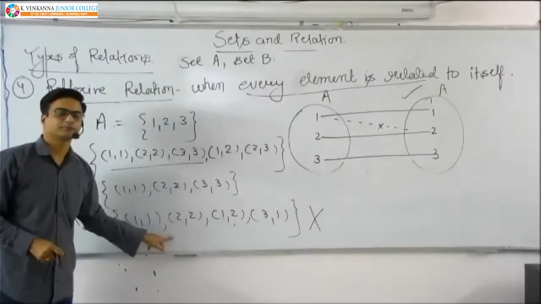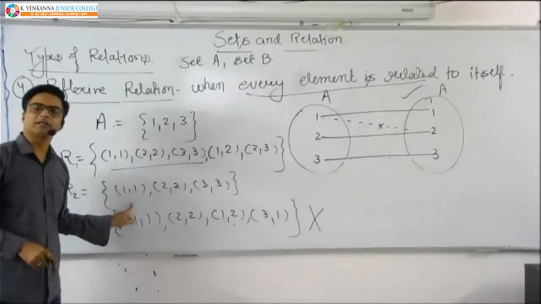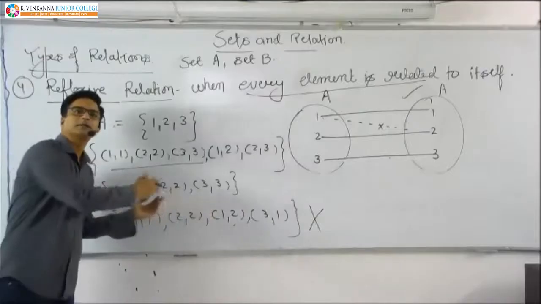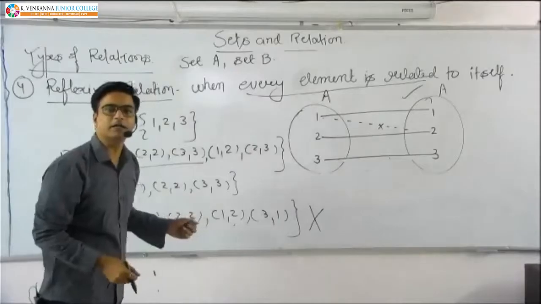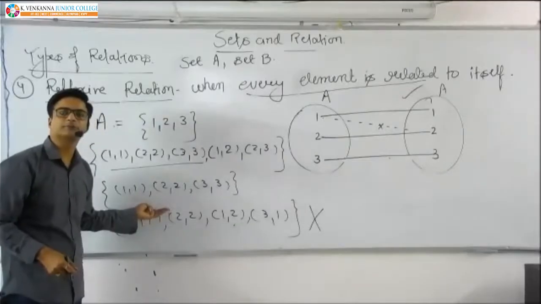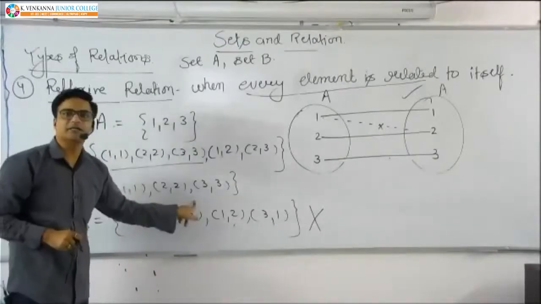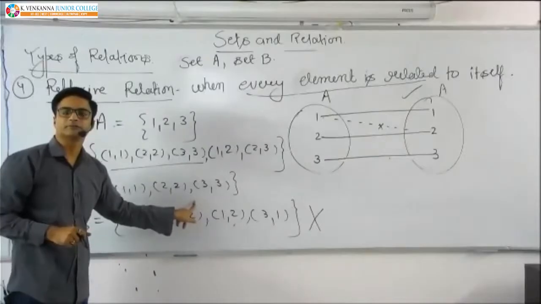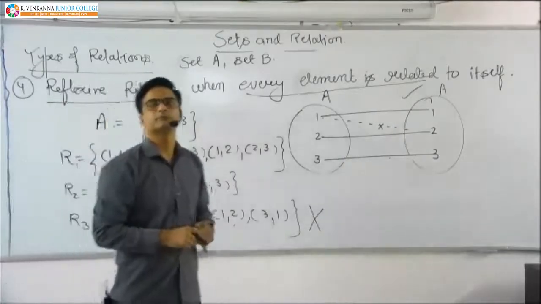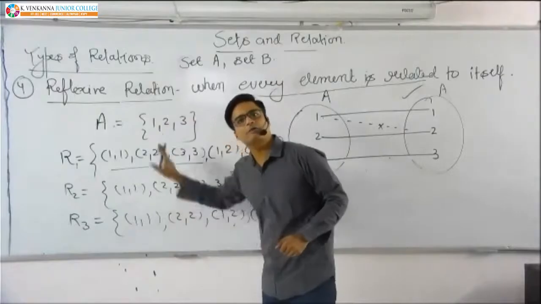Now, if we look at R2, then every element is connected with itself only. One is connected with one, two is connected with two, three is connected with three, and nothing is connected with any other element except these. That means it is an identity relation or not. I just taught you identity relation. Every element is connected with itself only, right? So tell me whether R2 is your identity relation or reflexive relation.